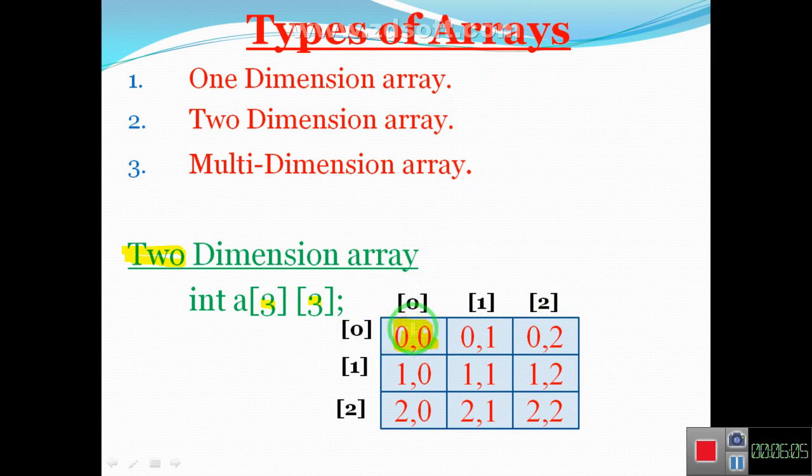If you want to store a value in the 0 0 location, then scanf percentage d, A of 0 0. Then it is going to be stored here.